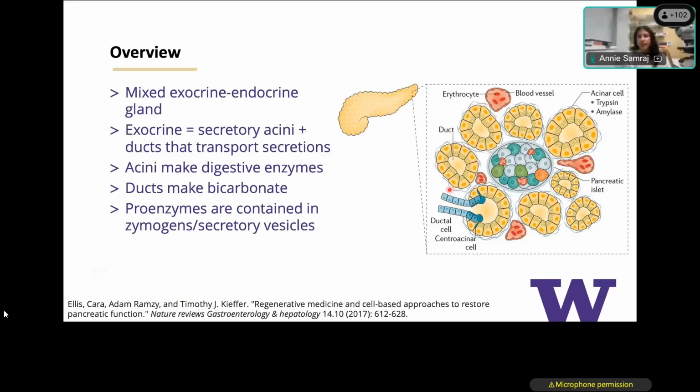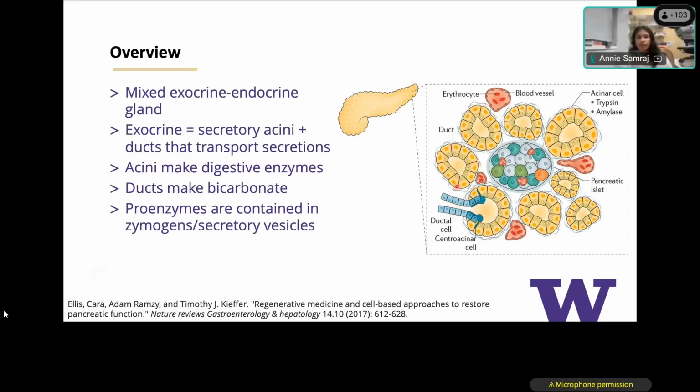So the acini make the digestive enzymes, and it's actually the ductal epithelium that makes the bicarbonate. So your pancreatic juice is rich in digestive enzymes and bicarbonate, and you need that bicarbonate to neutralize the acidic contents coming from the stomach.